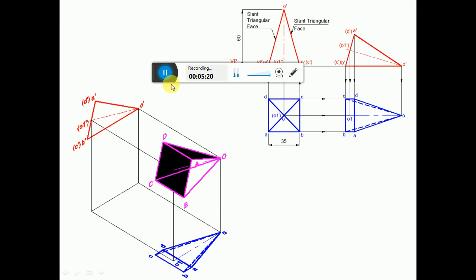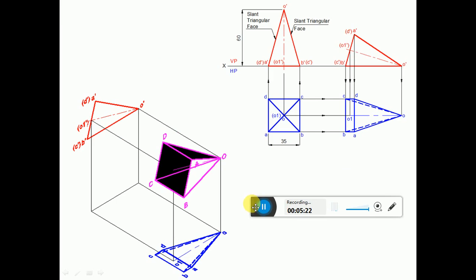Now in the second position, he says that it is resting on one of the slant triangular faces on HP. So here there are two slant triangular faces. One is this one and the other one is this one. If you want, you can keep it on O dash, A dash, D dash, then you have to rotate left side. Since I want to keep it on B dash, C dash, I am going to rotate right side.